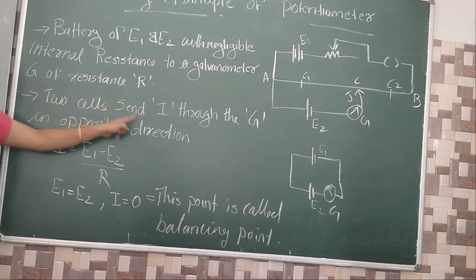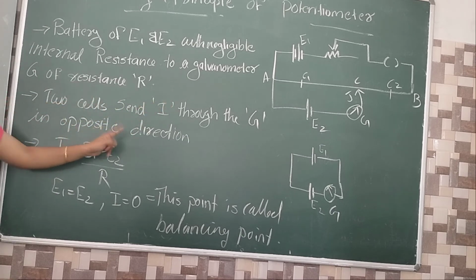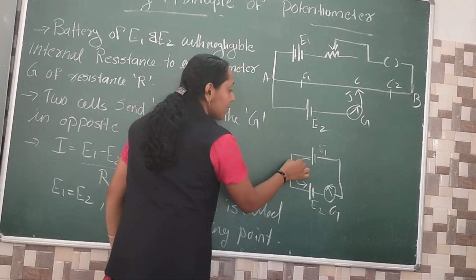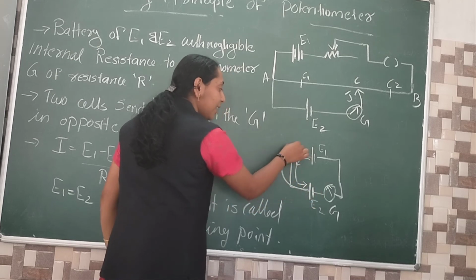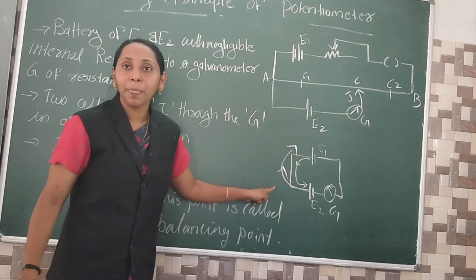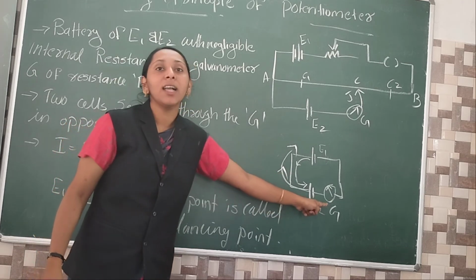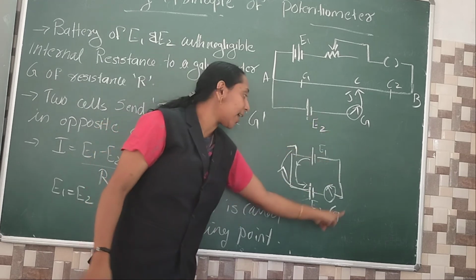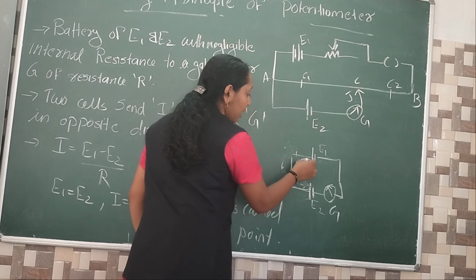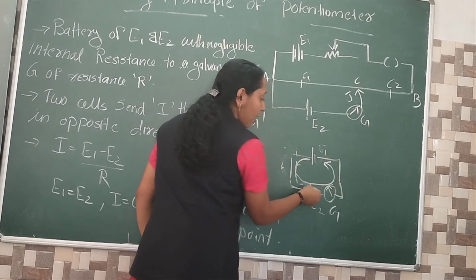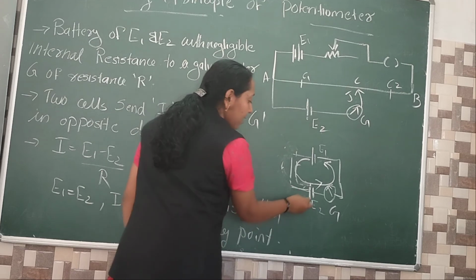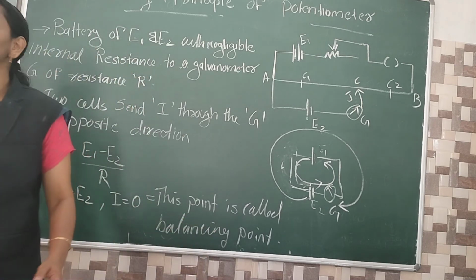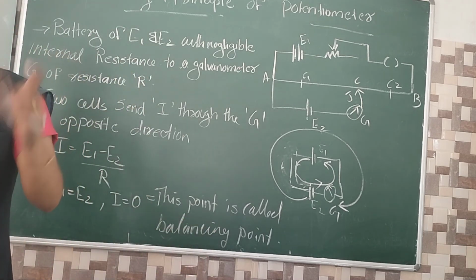And the 2 cells send current through the galvanometer in opposite directions. Look, right? What is the direction of this cell? Positive to negative. What is the direction of this cell? Positive to negative. Look, the directions of both are opposite, right? So current is passing through the galvanometer in opposite directions. Right, Shweta? Positive to negative. Here also positive to negative. Let me draw it properly. The first one is positive to negative, so the galvanometer gets current in this direction. This cell is positive to negative, so the galvanometer gets current in this direction. One is clockwise, one is anti-clockwise. Current is available inside the galvanometer.